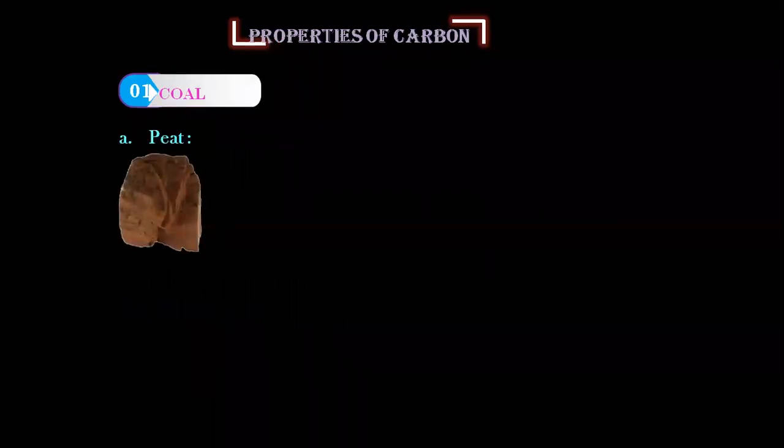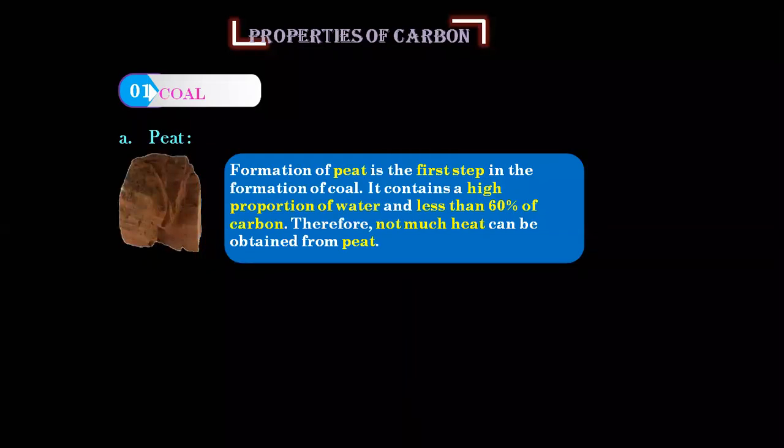The first one, peat. As you can see in the picture here, formation of peat is the first step in the formation of coal. It contains a very high proportion of water and less than 60% of carbon. Therefore, not much heat can be obtained from peat. You need to learn these types in order because they help us understand the different stages of how proper coal is made. As it contains more water, when we burn it, we will not get much heat. Are you understanding? Because it contains more water and less carbon.